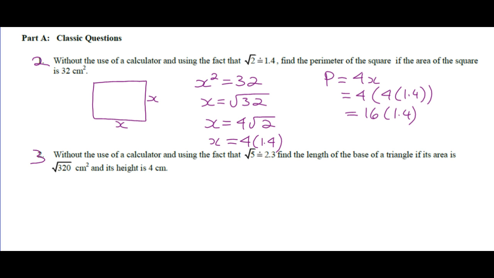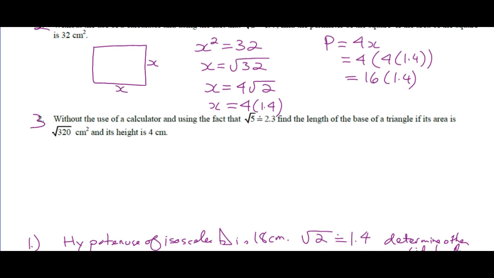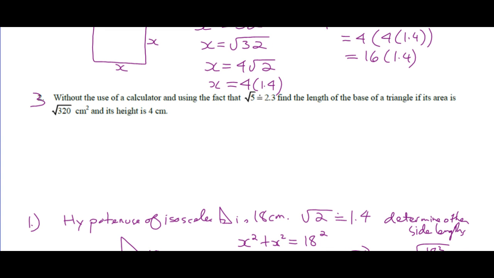Okay. Without the use of a calculator and using the fact that root 5 is about equal to 2.3, find the length of the base of a triangle if its area is root 320 and its height is 4 centimeters. Okay, so I got this triangle, right? And for the length of the base, so we want the length of the base if its area is root 320 and its height is 4.